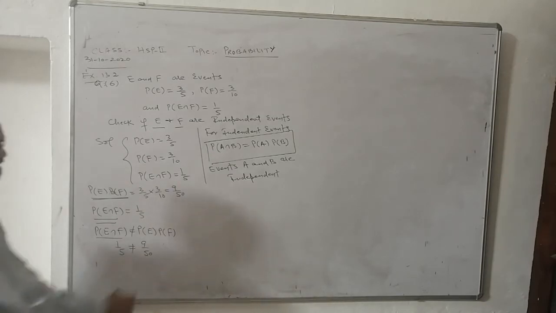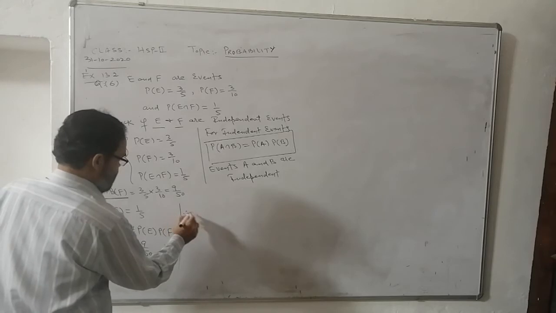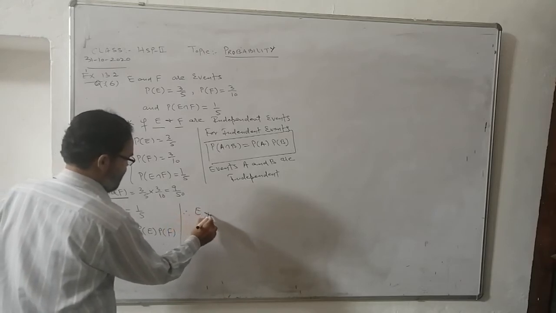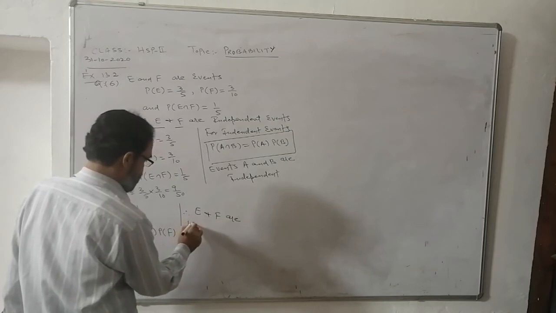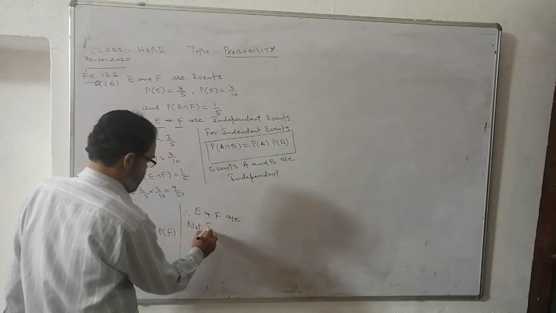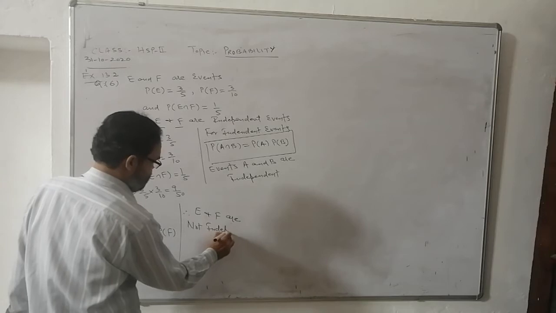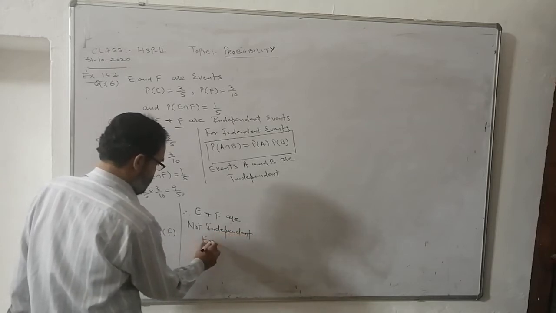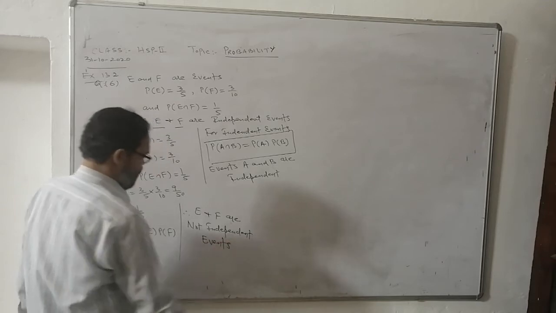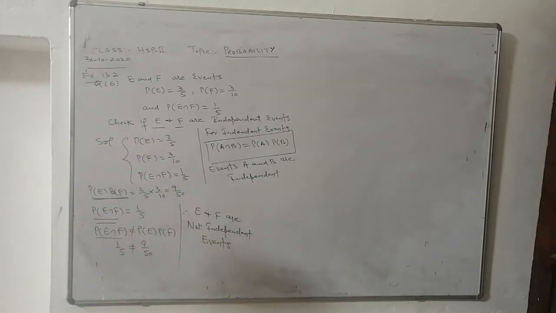So this indicates E and F are not independent events. This is question number 6.